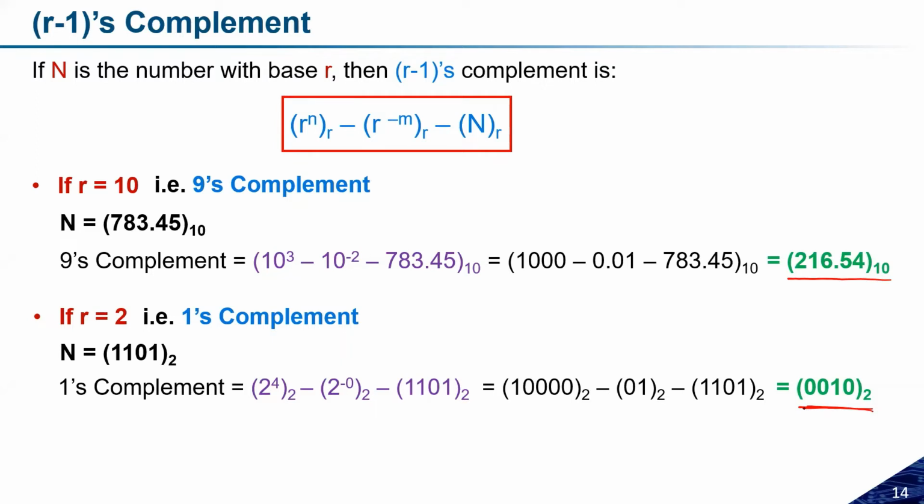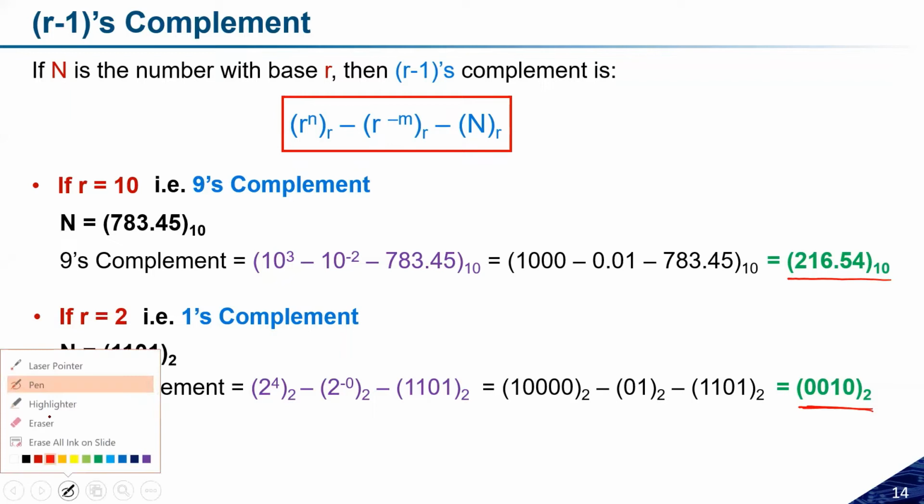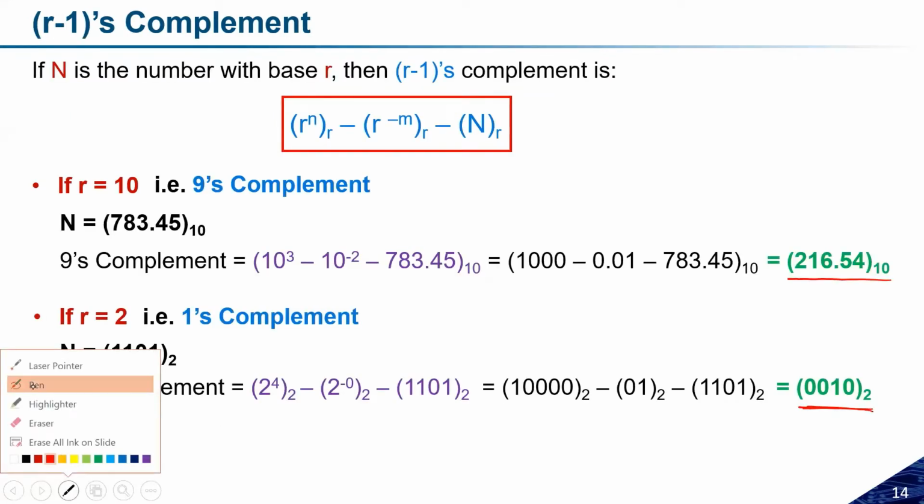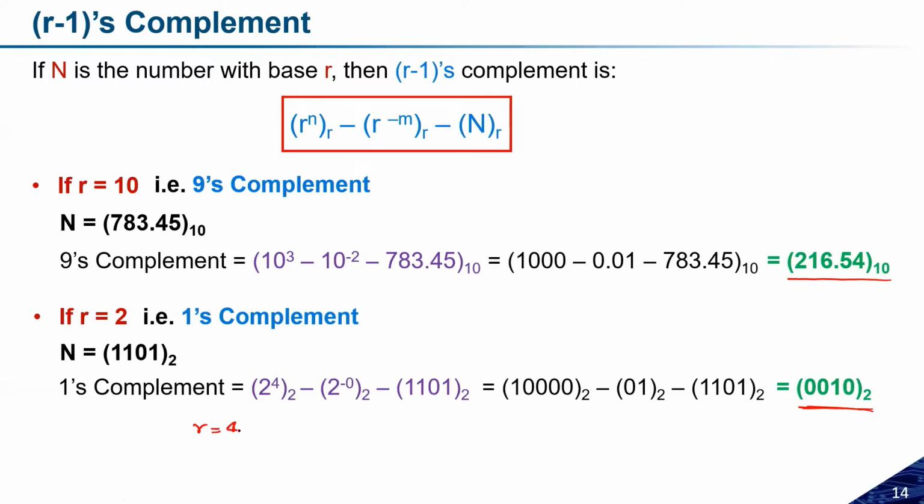Suppose, let us assume, r is equal to 4. In that case, if I have to calculate the (r-1)'s complement, then I have to calculate the 3's complement. So any base can be considered, and with the help of this formula we can calculate the (r-1)'s complement. That's very easy, not that tough.